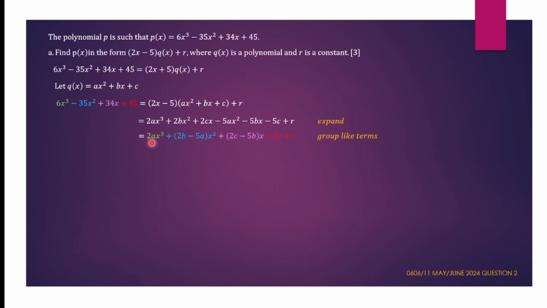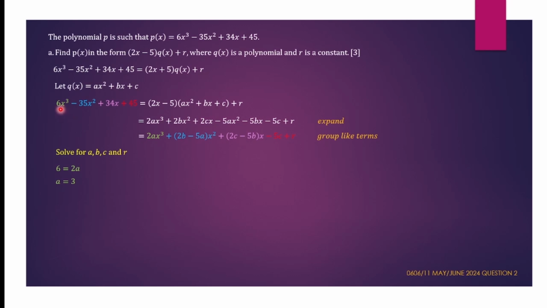So we have the cubic by itself, so 2ax cubed, and then we group the x squared terms. So that will give us (2b minus 5a)x squared, and then we group the terms of x. So we have (2c minus 5b) times x, and the constant term at the end here, negative 5c plus r. Now we can solve for a, b, c, and r.